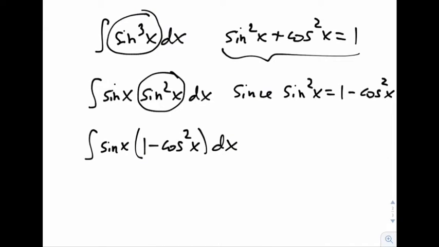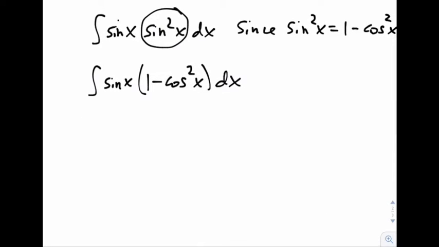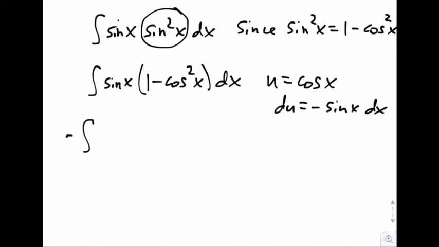dx. Now what this is going to do is, if I let my u be cosine, then my du is going to be the derivative of cosine, which is minus the sine of x dx. Now, unfortunately, I do not have a minus the sine of x dx, but I can put one in there, and I can put a minus out in front, and then put minus sine of x here times 1 minus cosine squared x dx.